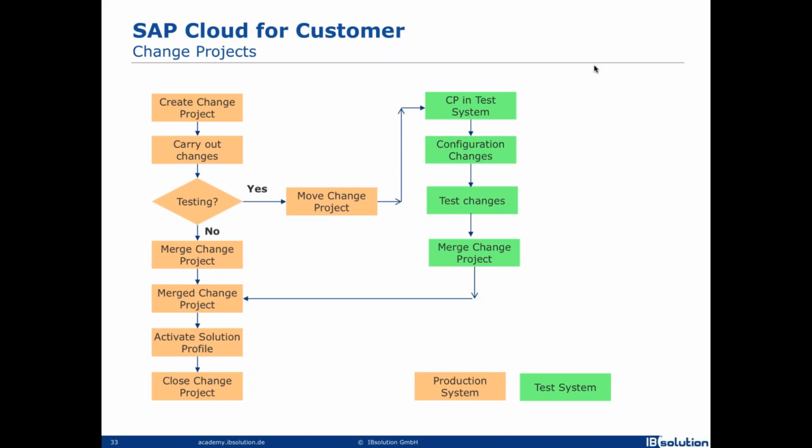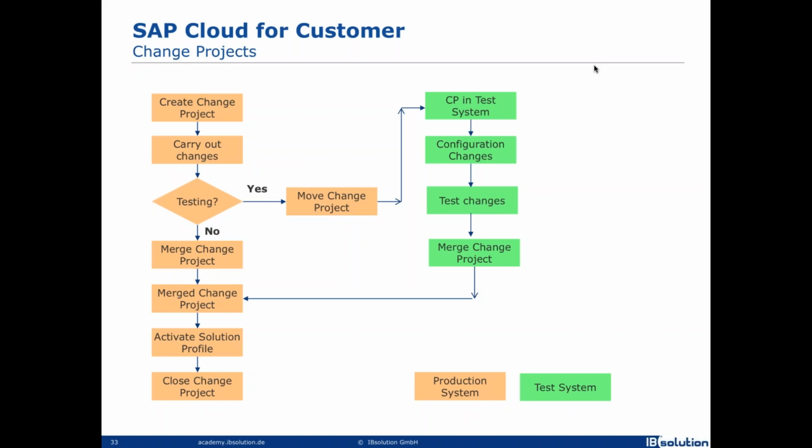Bear in mind that the change projects are handled from the productive environment. That's your leading system, the production system. If you want to test this change project, it cannot be done in the productive environment, obviously. So in this case, you can push the change project to a test system where you can test how it works. You can even implement some changes. And once you feel confident in the change, you can merge it back with the production environment.